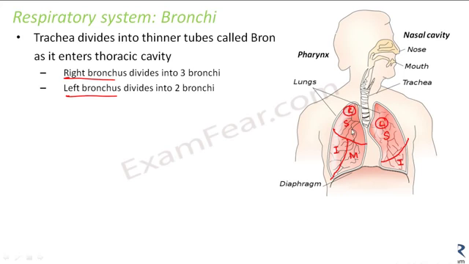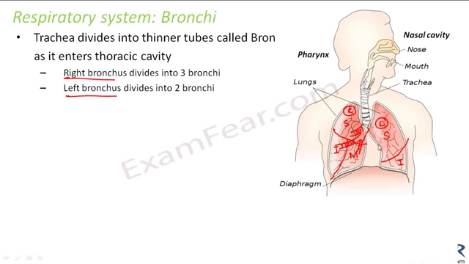Correct? So since in the right lung we have three different lobes, there will be three bronchi reaching into each lobe. So how will the bronchus look? It will be something like this. One branch getting into the superior lobe, one branch getting into the inferior lobe, and one branch entering into the middle lobe. So this is how it will look.